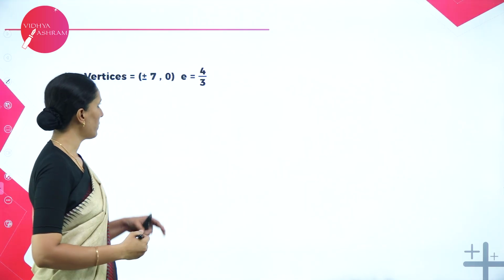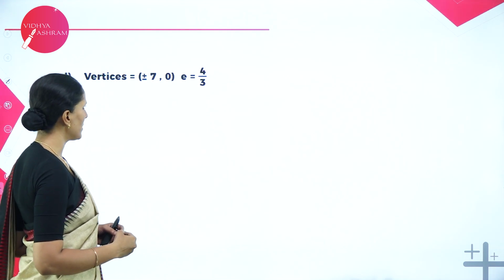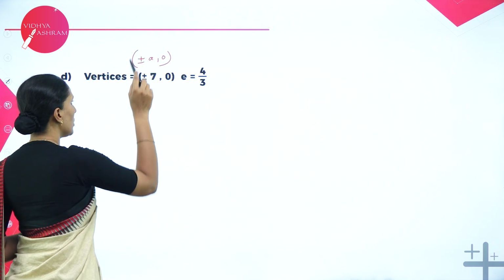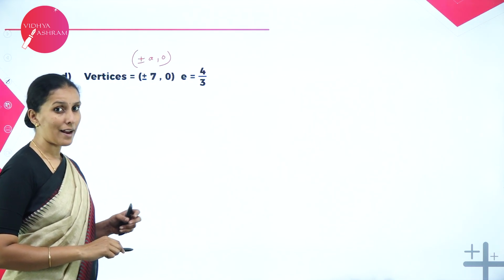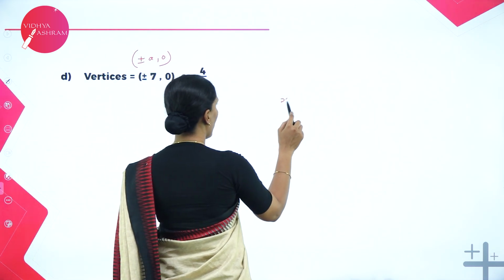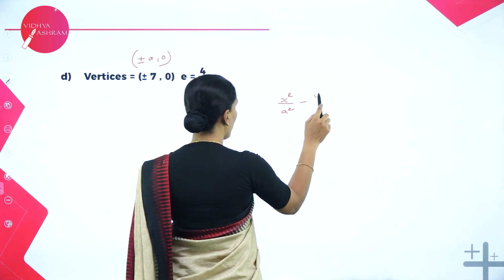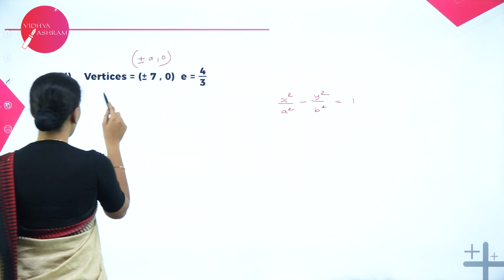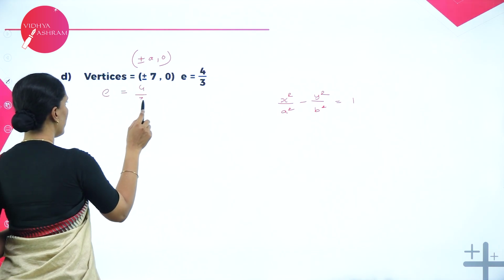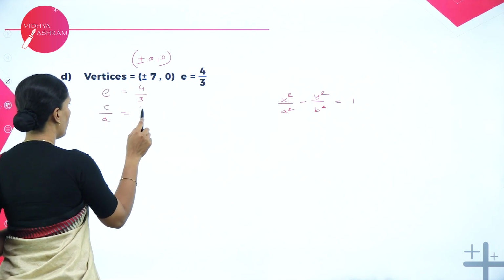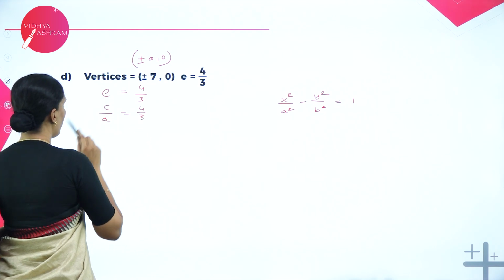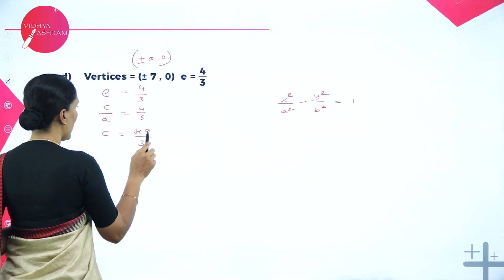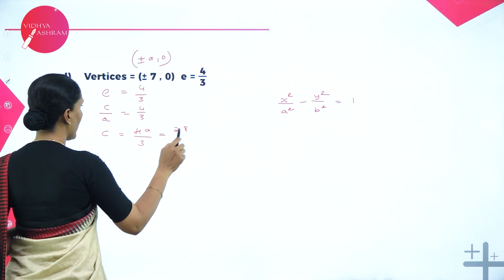So the next question is, we have vertices plus or minus 7, 0. Which means they have given plus or minus a, 0. Observing the coordinate, we can recognize the standard equation of the form x square by a square minus y square by b square is equal to 1. Also, they have given eccentricity is equal to 4 by 3, which means c by a is equal to 4 by 3. So the value of c is equal to 4a by 3. A value is 7, so 28 by 3.